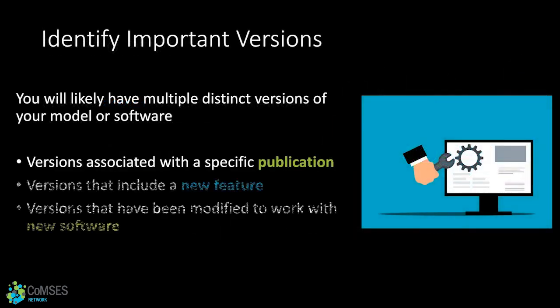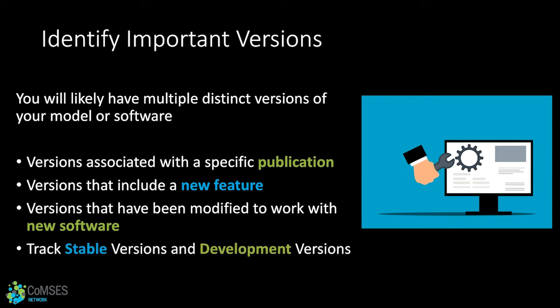Finally, the most important thing a version control system can do for you is keep track of multiple versions of software. You might not realize it now, but you will have multiple distinct versions of your model or software. Versions can be associated with a specific publication. Versions might include a new feature down the road which you don't foresee at this moment. And versions that have been modified to work with new software are just as important to keep track of.